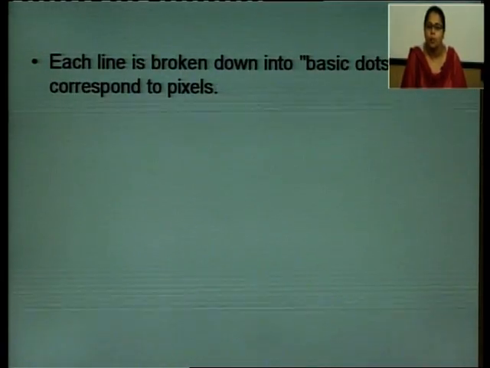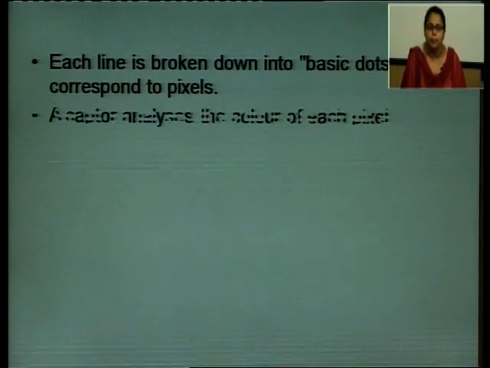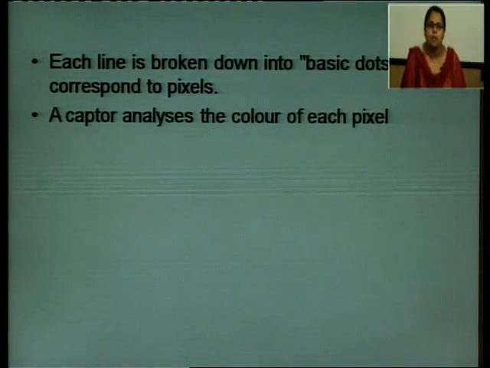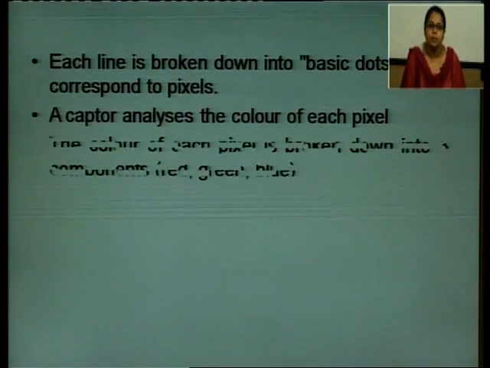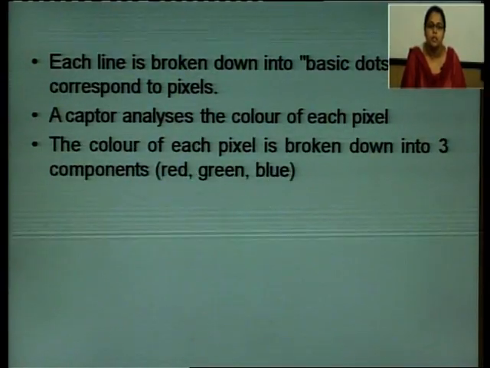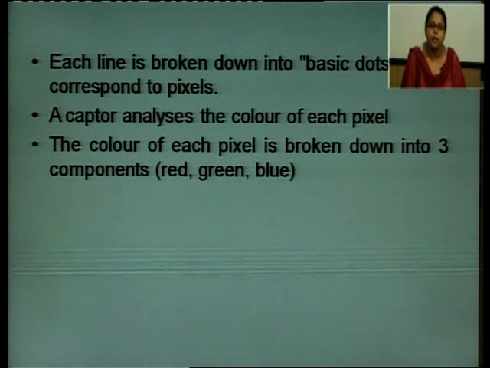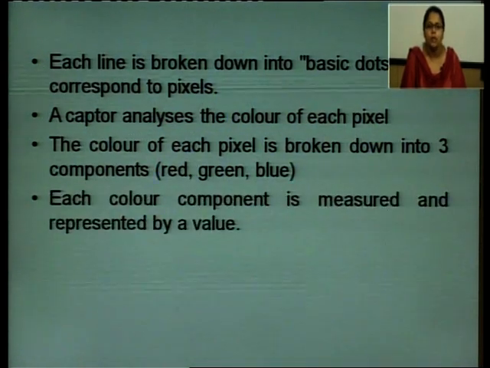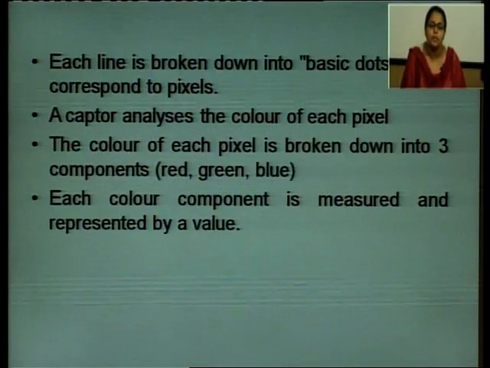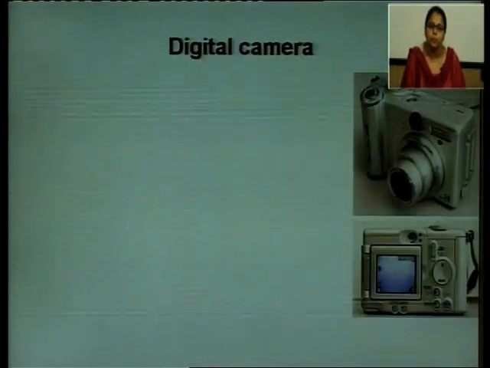Each line is broken down into basic dots which are called pixels. A captor analyzes the color of each pixel, and the color of each pixel is broken down into three components, that is, the three primary colors red, green and blue. Each color component is measured and then represented by a digital value.